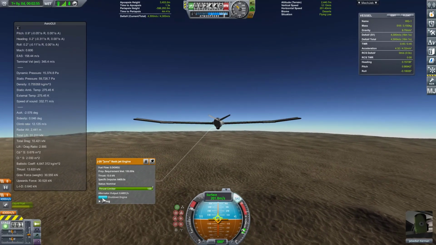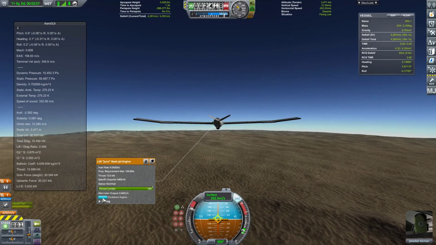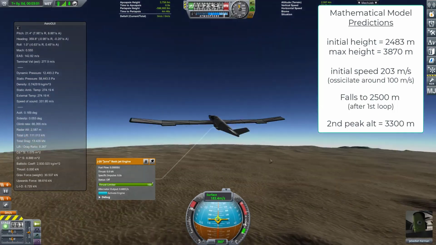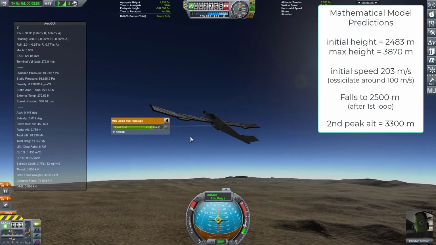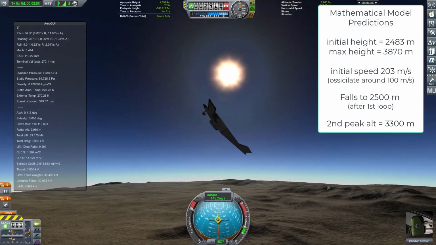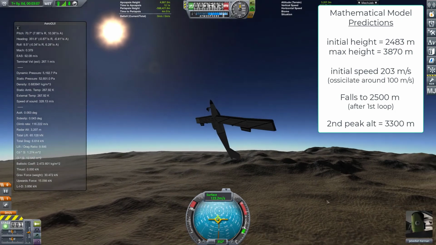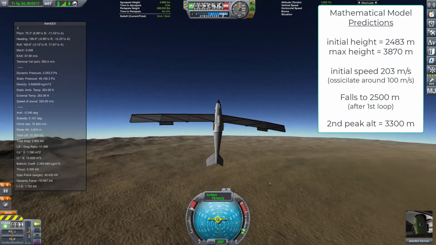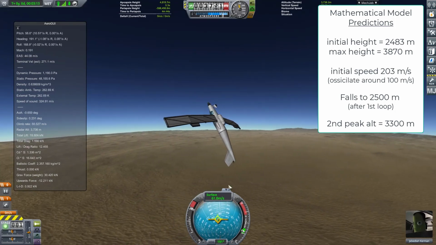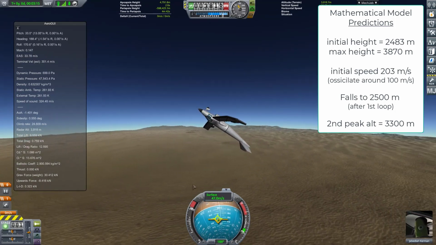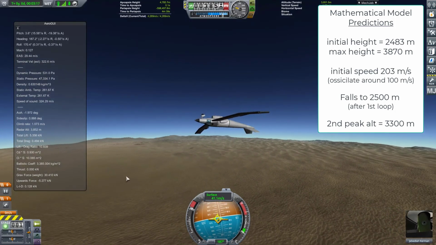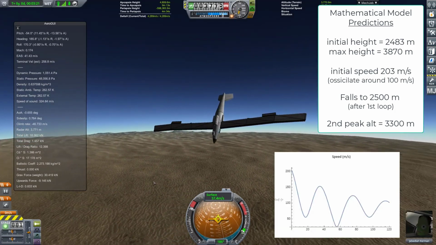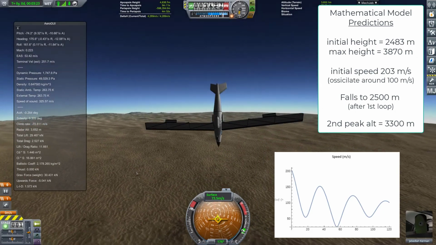Waiting for engine cutoff and disabling SAS. I had initial height at 2483 meters, initial speed about 203 meters per second. The model predicts max height to be about 3870 meters as it completes a loop, and predicts the glider will return to about 2,500 meters after that first loop, and we expect the speed to oscillate around 100 meters per second.